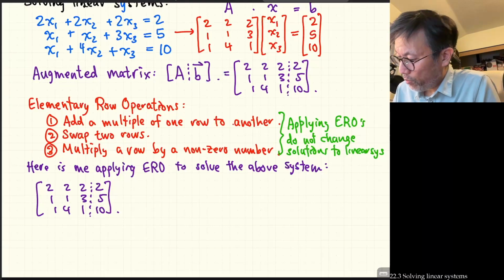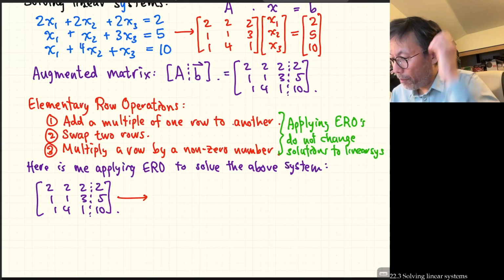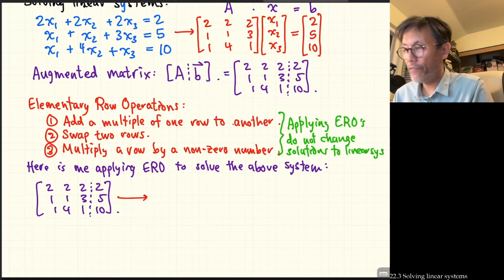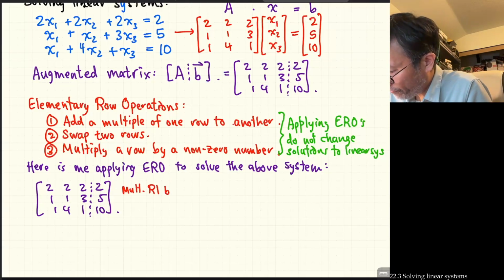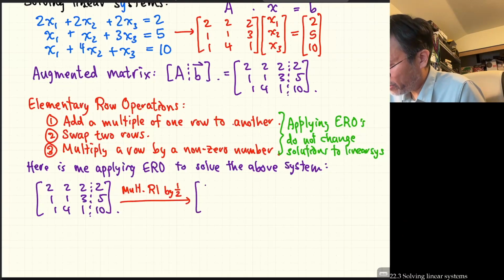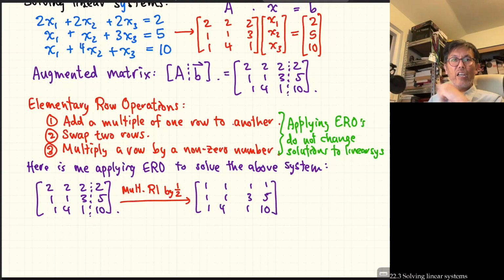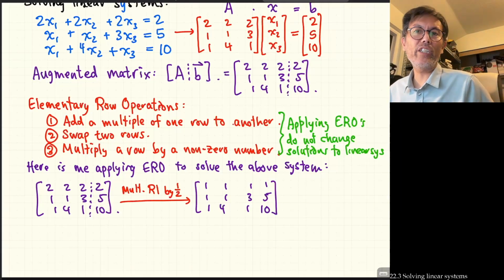So how? Well, the first move that I'll do is I'm going to multiply row 1 by 1/2. So maybe I'll write that. Multiply row 1 by 1/2. And if I do that, that's going to result in this following matrix: 1, 1, 1, 1, 1, 1, 3, 5, and 1, 4, 1, 10. Notice that the other two rows do not change under this. It's only row 1 which has changed, and the effect has been to multiply each entry by 1/2.